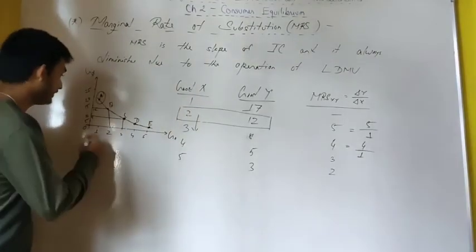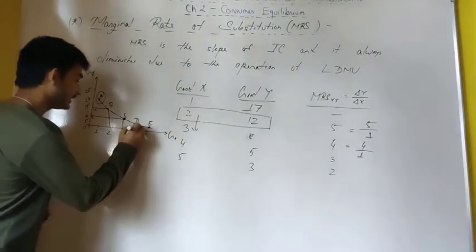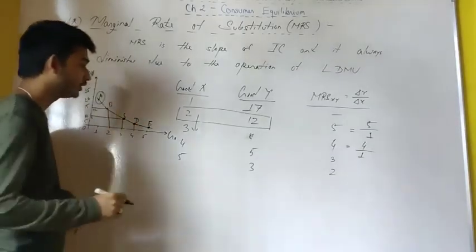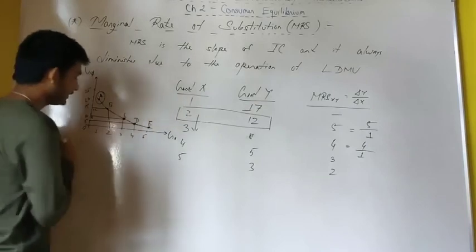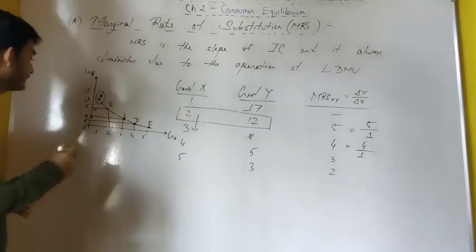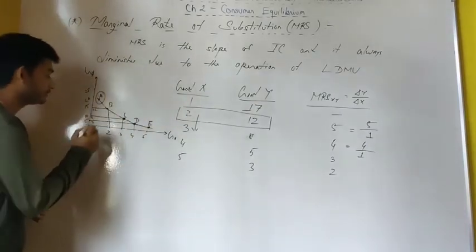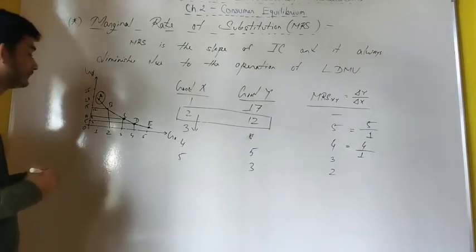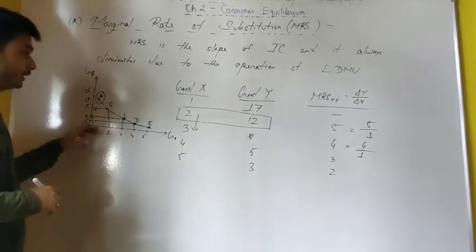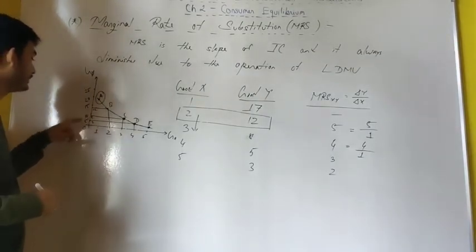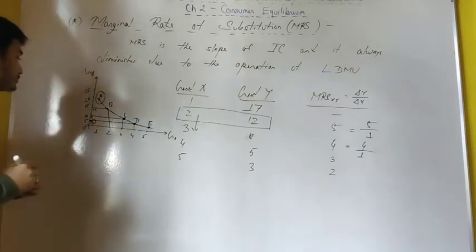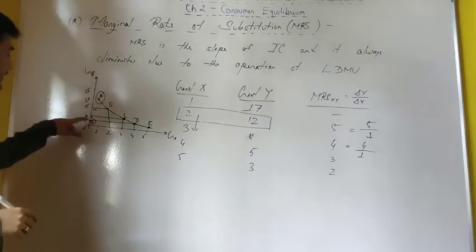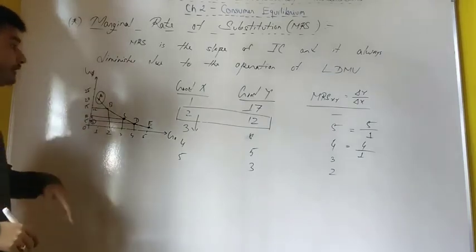And if he wants to consume at point D with 4 units of good X and 5 units of good Y, he is sacrificing even fewer units of good Y. He is now sacrificing 3 units of good Y, and has come from 8 to 5.